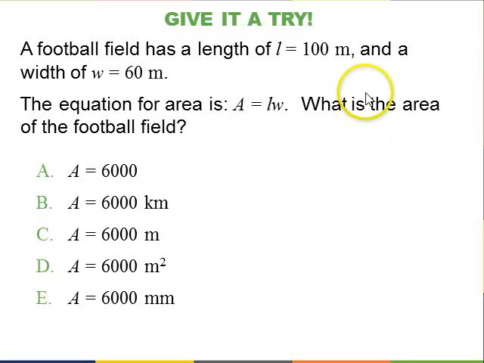So let's give it a try. Sometimes in my videos I'll ask you to pause the video and answer a multiple choice question, A, B, C, D, or E. So here's the question. A football field has a length of L equals 100 meters and a width of W equals 60 meters. The equation for area is A equals L times W, LW. What is the area of the football field?